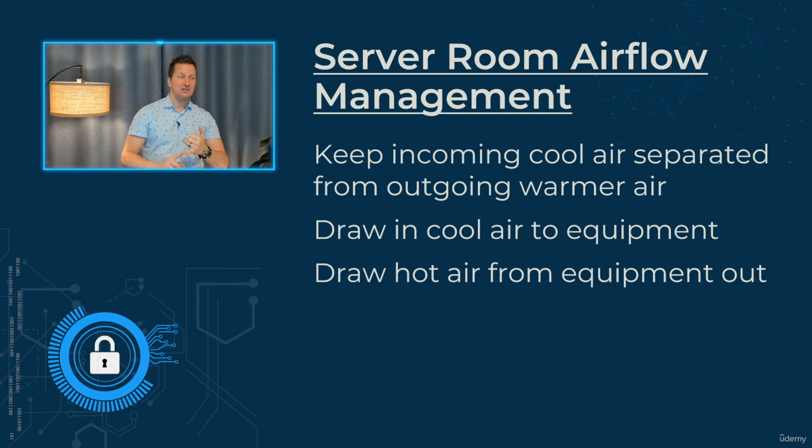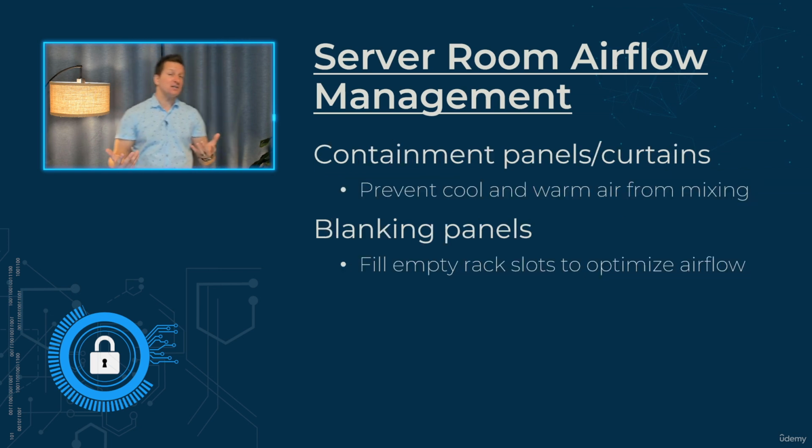We need some way to get cold air in the first place. Usually that means air conditioning. And we also need a way to draw warm air out, which usually means the use of fans. Now, another thing to think about in server rooms or in data centers is using what are called containment panels or curtains. Now, you might have thick rubber curtains, for example, that you install to separate parts of a server room or a data center to keep the airflow separate, the cool and the warm air that we were just talking about. We don't want cool incoming air to mix with warm air that needs to be exhausted out of that area. We can also use blanking panels.